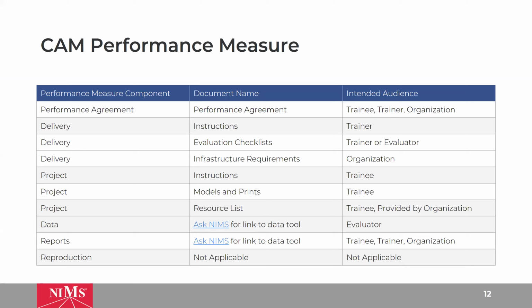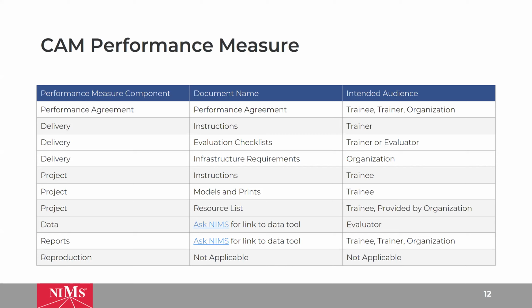Okay, so here are the resources associated with the CAM performance measure. As you go through, you'll see the first column, those are your performance measure components. Remember, we talked about performance agreement, delivery, project, data, reports, reproduction. So those are just labeling that's telling you how the documents are labeled. So for performance agreement, that's a component and the document will be named performance agreement. And its intended audience is trainee, trainer, and organization. So all of you are performers. So this is an agreement between everyone.